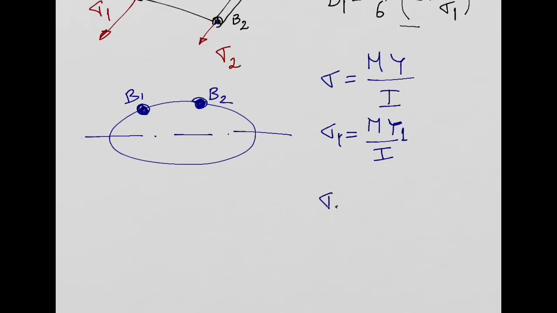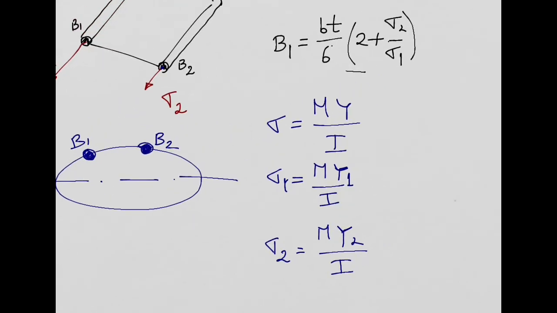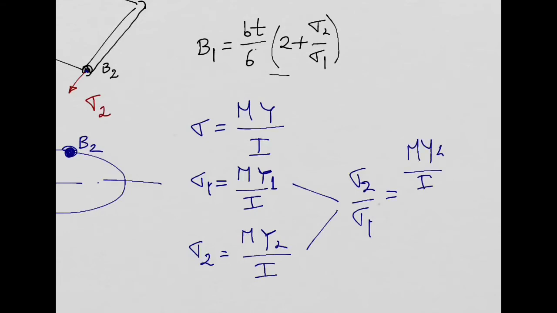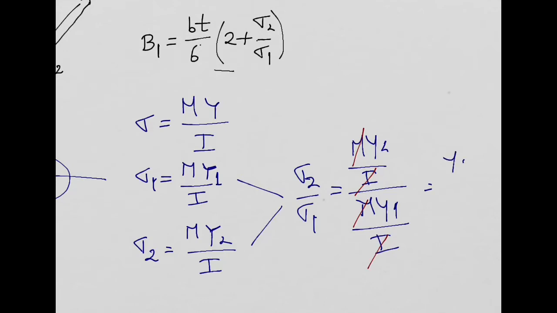And the stress in boom number 2 is also given by the bending moment times the distance to the neutral axis of boom number 2 over the second moment of area. Look how easy this is going to be, because we are looking at the ratio between sigma 2 and sigma 1. If I replace these two equations to obtain sigma 2 over sigma 1, I get My2 over I over My1 over I. M cancels, the second moment of area cancels, so I end up with y2 over y1, right?